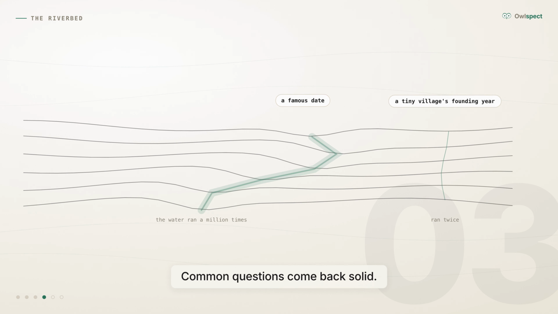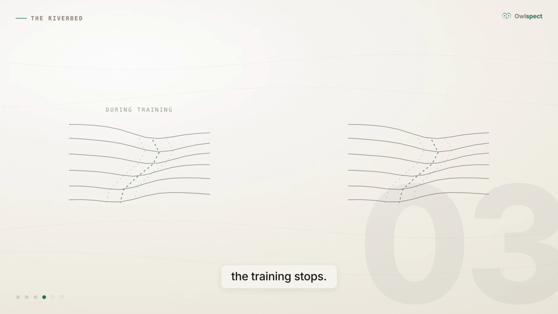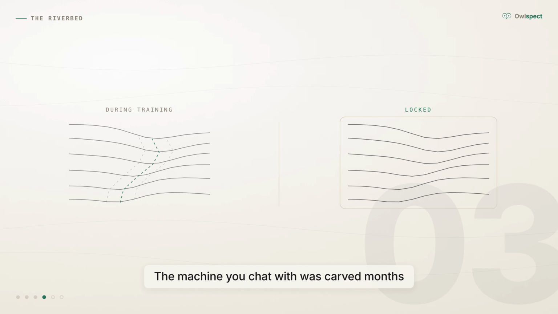You felt this. Common questions come back solid. Obscure ones come back confident and wobbly. Then one day, the training stops. The dials are locked in place. The machine you chat with was carved months ago, sometimes longer. Out of the box, it is not learning from you. Your conversations turn none of its dials. It's also why the machine can be brilliant about history and blank about last week. The carving has a date on it.